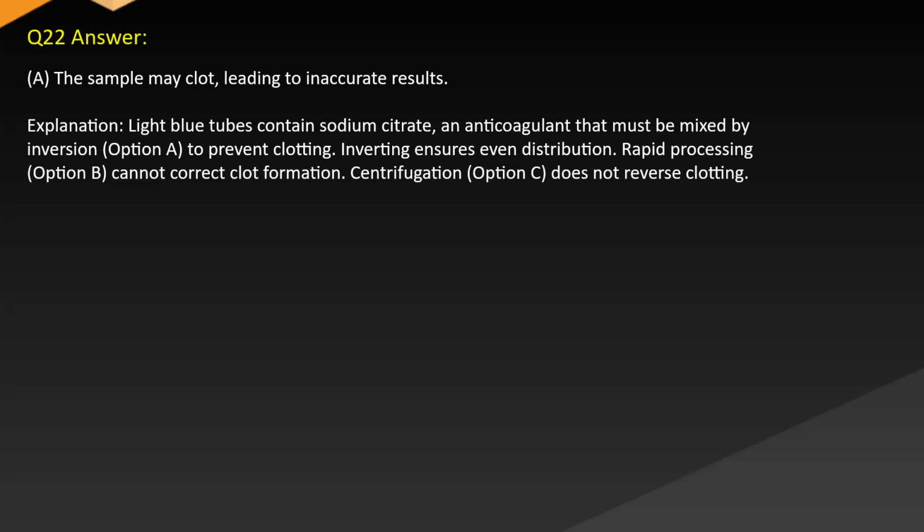Answer: A. The sample may clot, leading to inaccurate results. Explanation: light blue tubes contain sodium citrate, an anticoagulant that must be mixed by inversion, option A, to prevent clotting. Inverting ensures even distribution. Rapid processing, option B, cannot correct clot formation. Centrifugation, option C, does not reverse clotting.